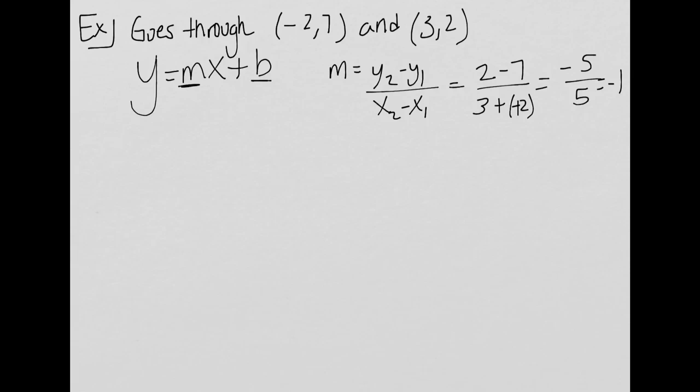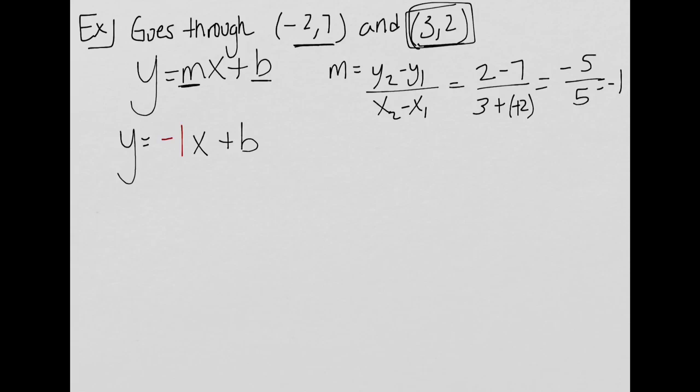Well, check it out. Now we've got something to plug in. So I've got y equals -1 again, ironically enough, x plus b. And then again, we need to plug something in so we can go find b. Well, this time you've got 2 points to choose from. You've got (-2, 7) and (3, 2). So you can use either one. I'm going to stick with the positive numbers, so I'm going to do (3, 2).